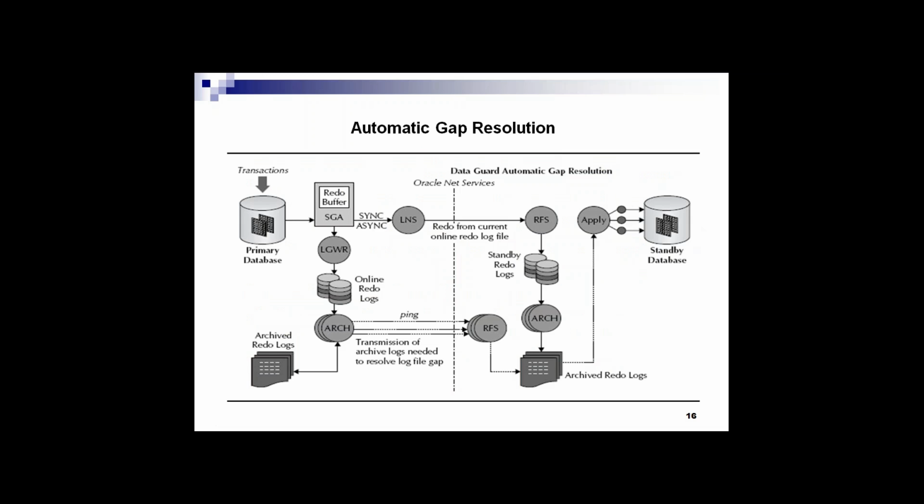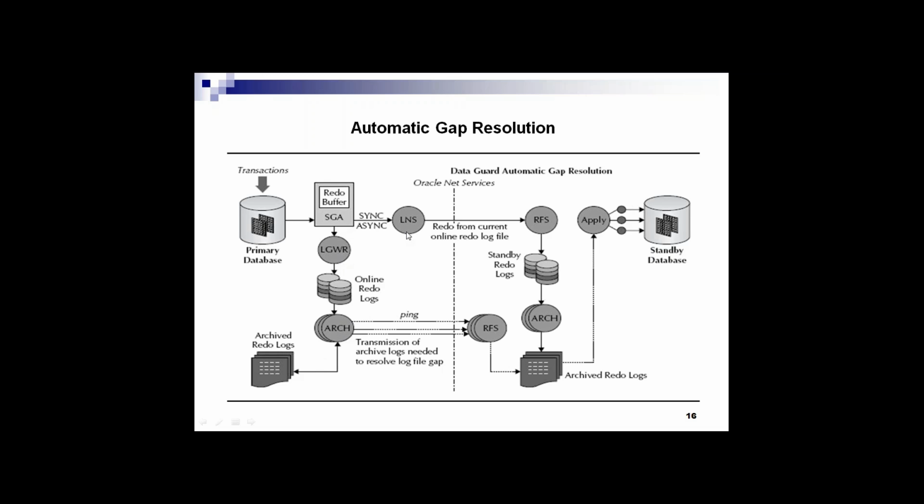Gap resolution means that if logs have been generated at the primary side, they should automatically get applied to the standby side. Transactions are happening at the primary side, and whatever transaction happens is logged into the redo buffer. The log writer will generate the archive logs from the online logs, and it will generate the archived redo logs.